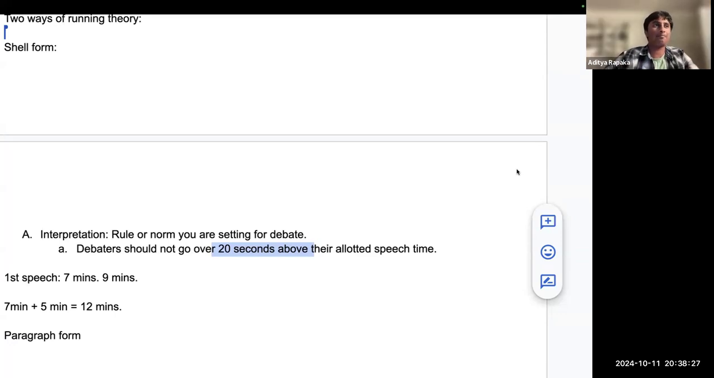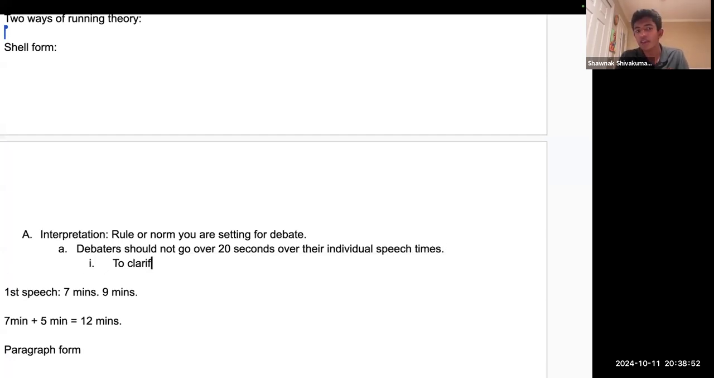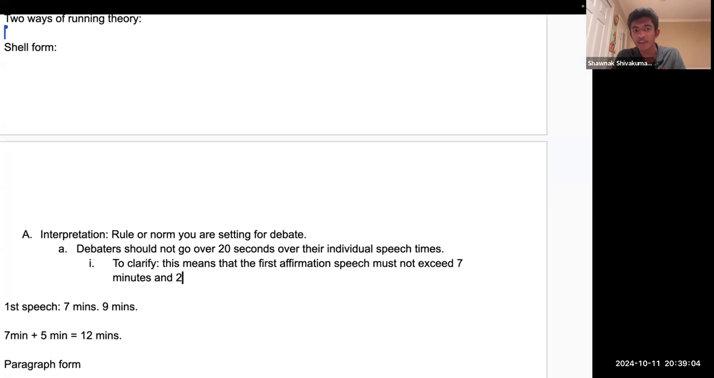Maybe I'd refer to it like, debaters shouldn't go over 20 seconds over each of their individual speech times, like the 8 minutes and then the 4 minutes. Yeah, you can say should not go 20 seconds over their individual speech times. And what you can do is say, to clarify, and you can always do this, to clarify, this means that the first affirmative speech must not exceed 7 minutes and 20 seconds. Does this make sense?